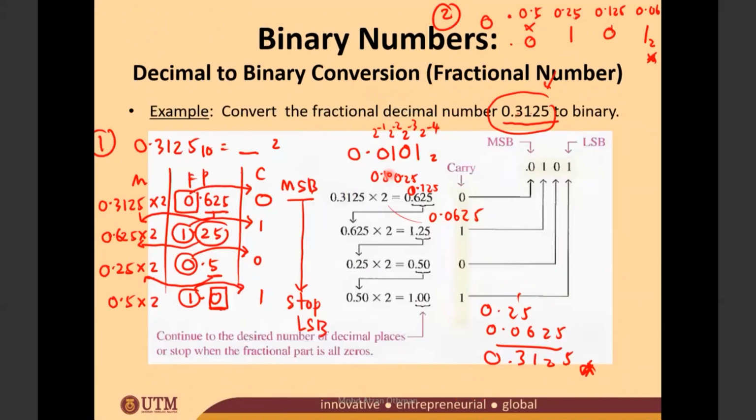Any question? Untuk binary number, kita dah habis binary number. Nombor asas 2 dah habis. Next, kita nak masuk asas 8, octal number. Any question? Tak ada ya? Okay, so now let's move on to octal number.